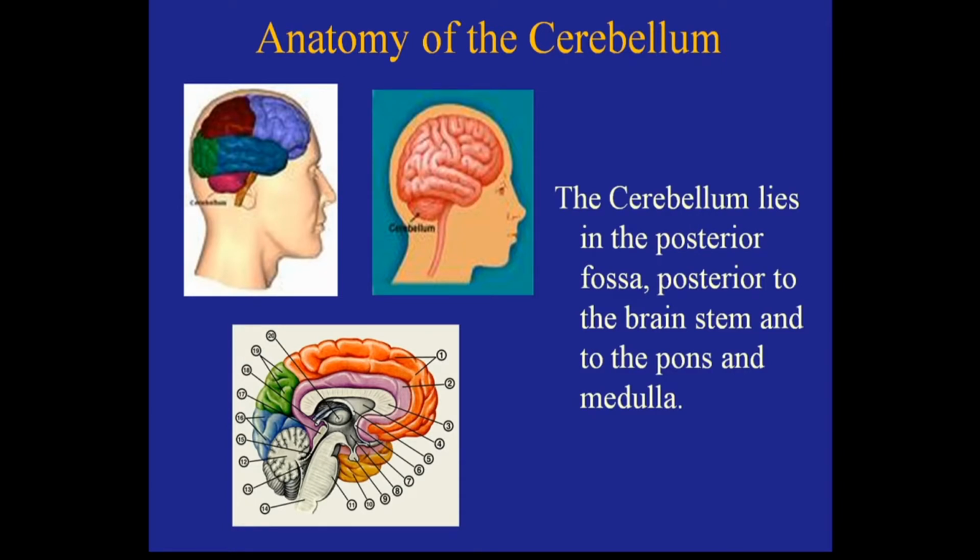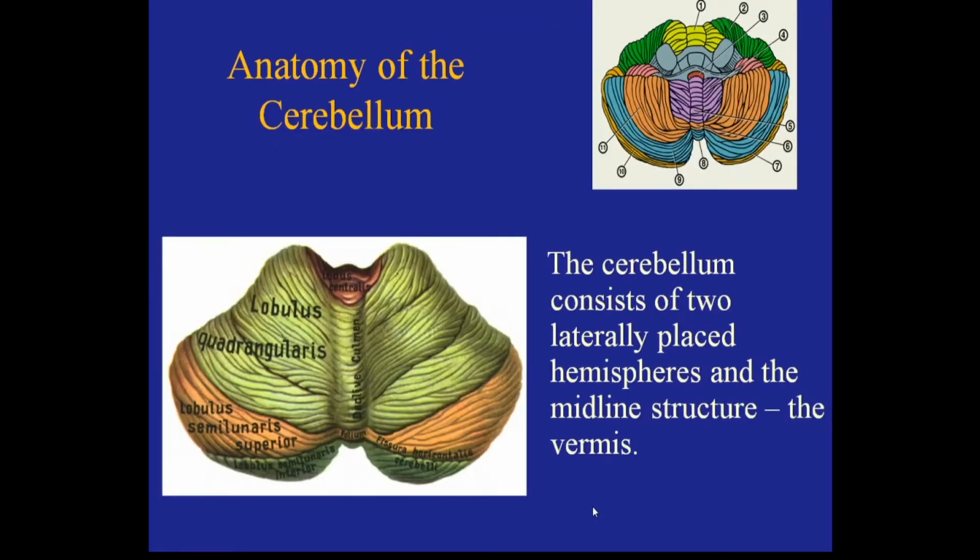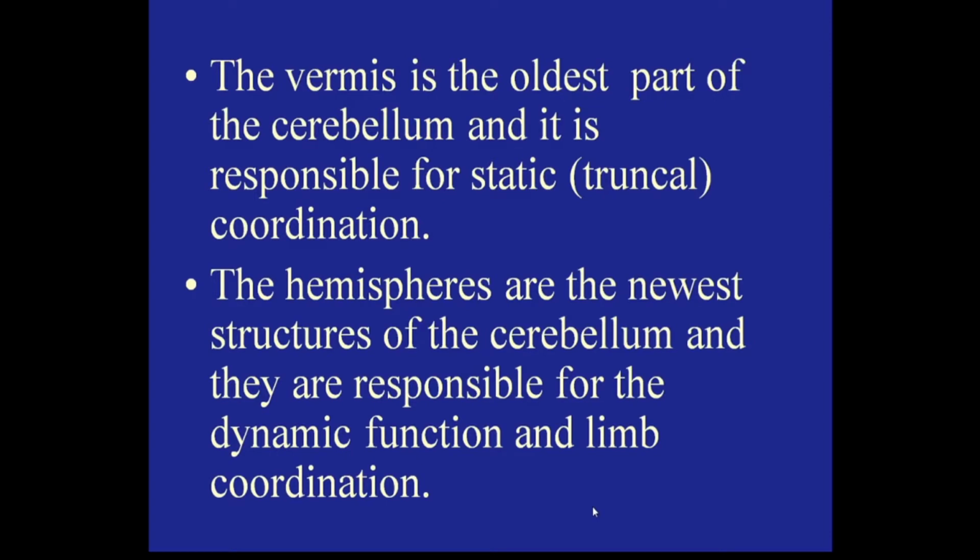I want to revise familiar information about the anatomy of the cerebellum, and say some words also about histology. The cerebellum lies in the posterior fossa, posterior to the brain stem and to the pons and medulla. The cerebellum consists of two laterally placed hemispheres and the midline structure, the vermis. The vermis is the oldest part of the cerebellum, and it is responsible for static or truncal coordination. Hemispheres are the newest structures of the cerebellum, and they are responsible for the dynamic function and limb coordination.